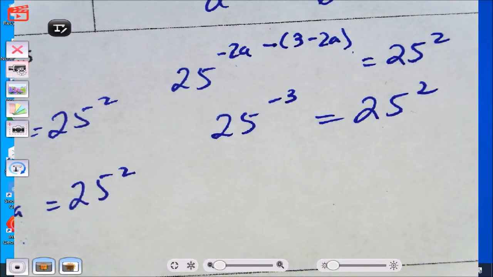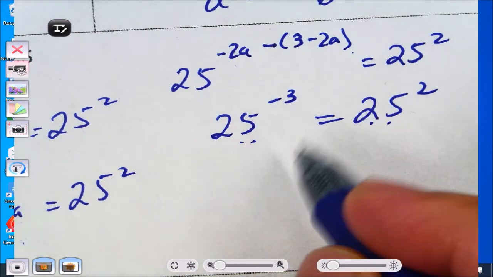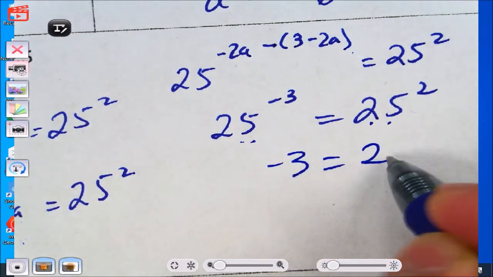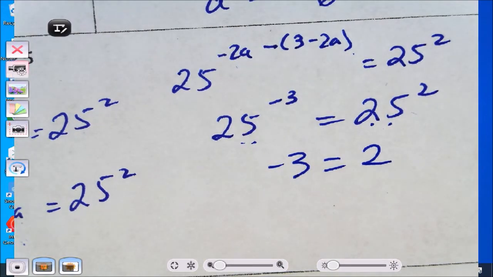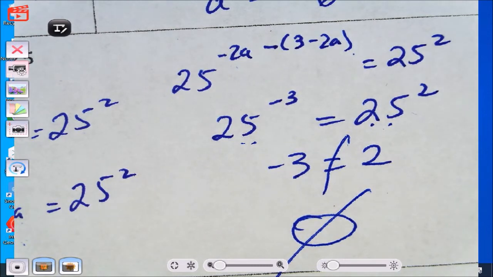So here, the bases are the same. Now I can just look at the exponents. Is negative 3 equal to 2? No. So it's no solution. Oh, that's why it made no sense. Okay. Exactly. If it makes no sense, it is no solution.